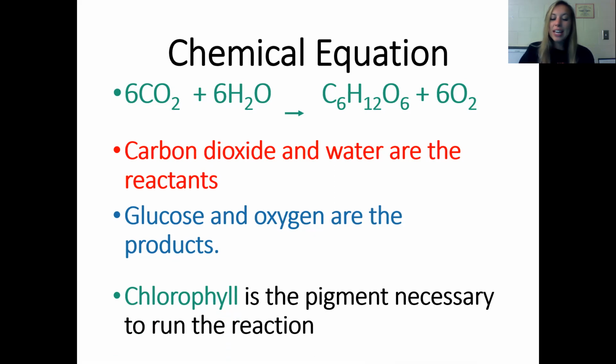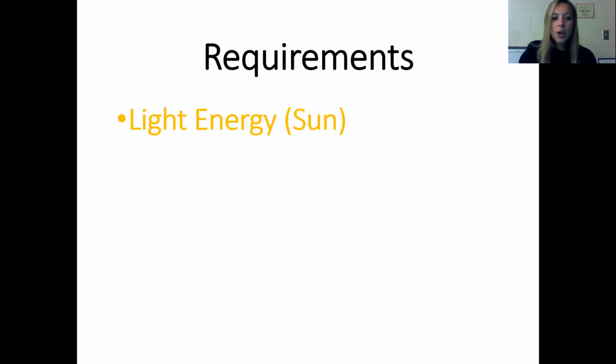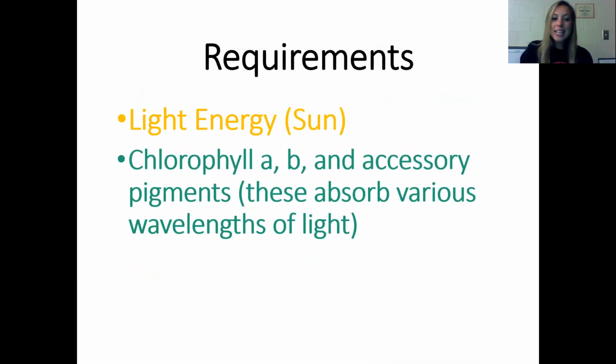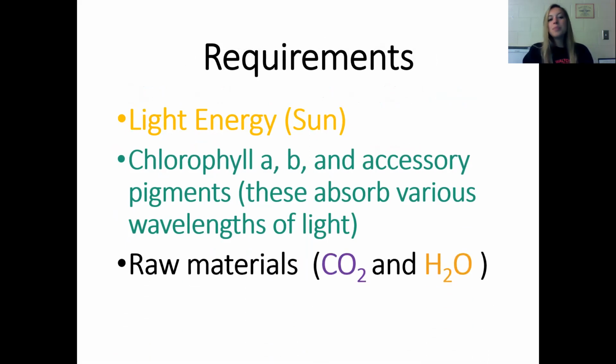So chlorophyll, you've probably heard that word before, right? You talk about it like just in normal life, I feel like sometimes, but it's a pigment. We say that it looks green because it reflects the green and yellow wavelengths. And so chlorophyll is necessary for all this to take place. Okay, so light energy is needed, and chlorophyll A, B, and accessory pigments are needed.